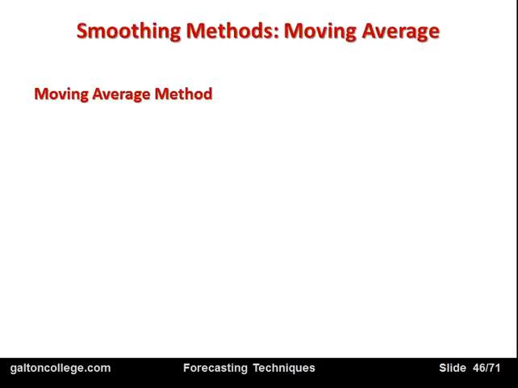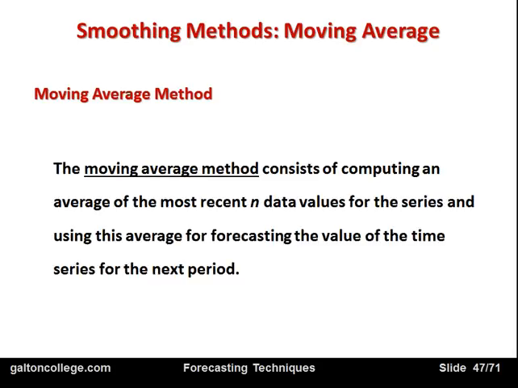So the moving average method. Now the moving average method consists of computing an average of the most recent n data values for the series and using this average for forecasting the value of the time series for the next period. That's our definition. You don't have to know it. You just have to be able to do the calculations and recognize the calculations. But that's our formal definition.